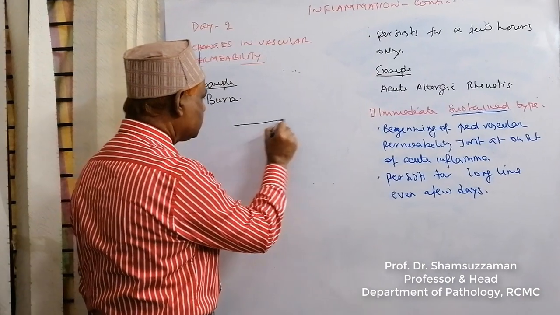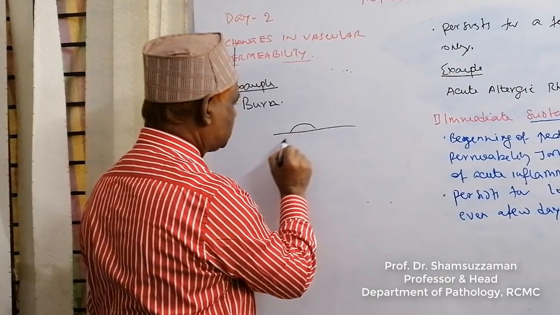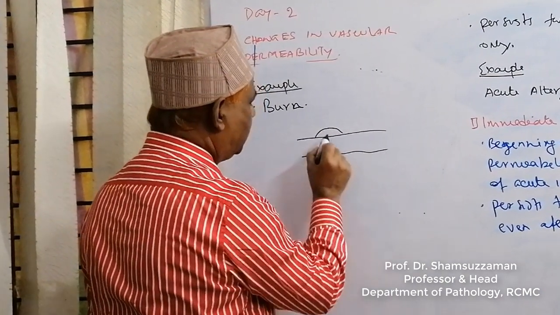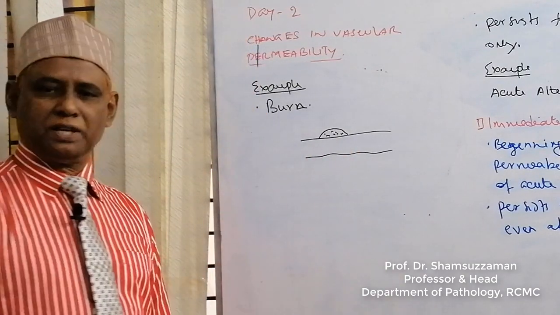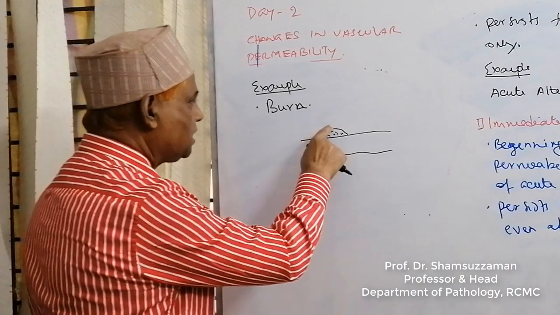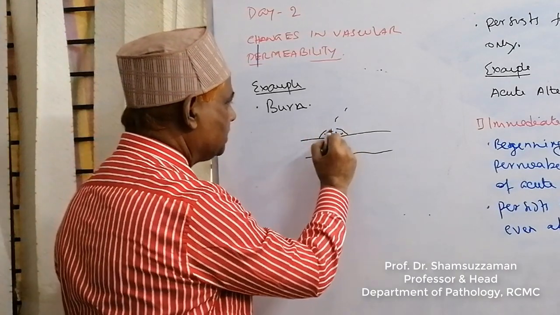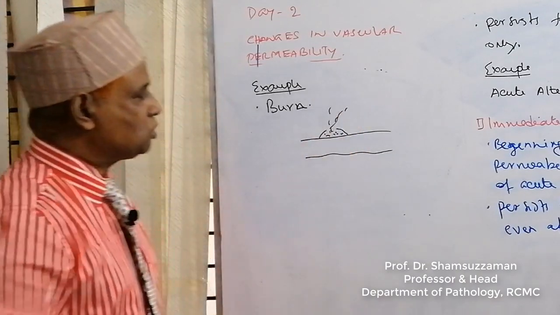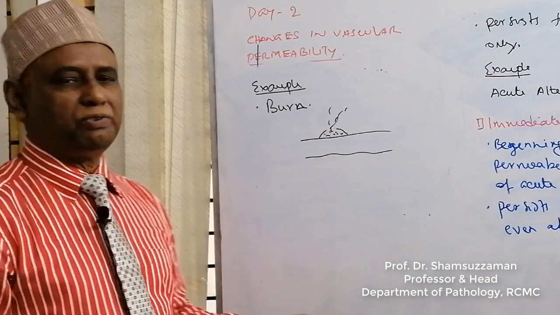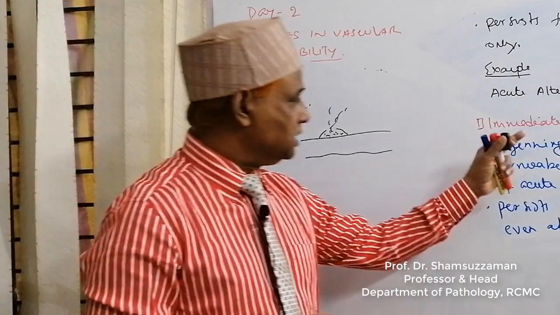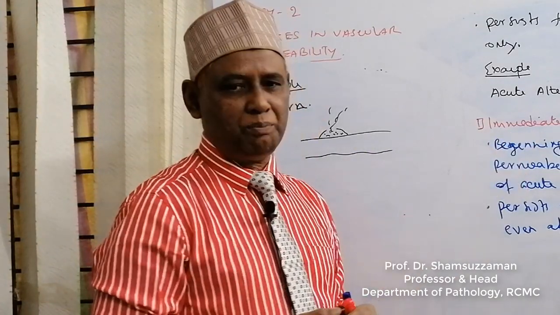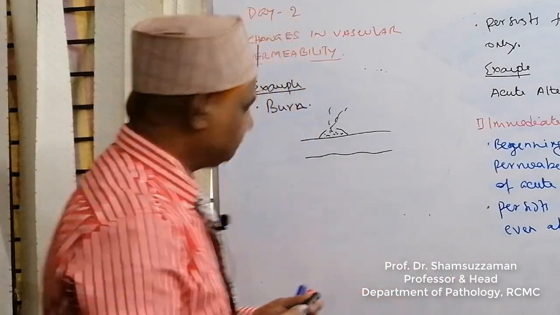Suppose this is a blister on the skin surface, and it contains fluid. This fluid is due to increased vascular permeability. If it ruptures, there is oozing. And this oozing or watering persists for a long time, for a few days. So this is an example of immediate sustained type of increased vascular permeability.